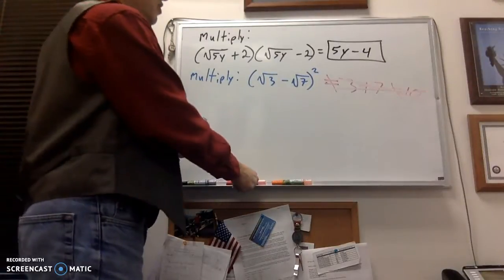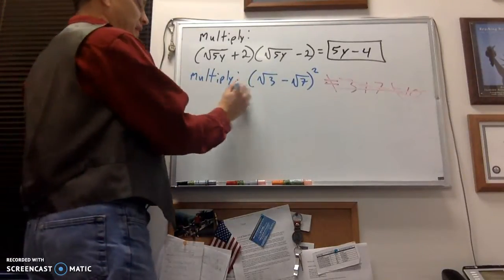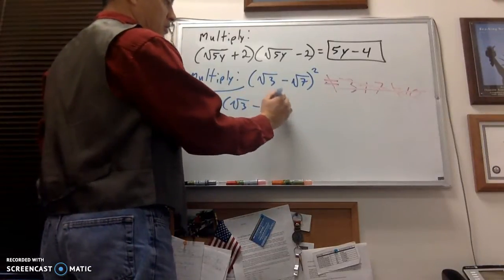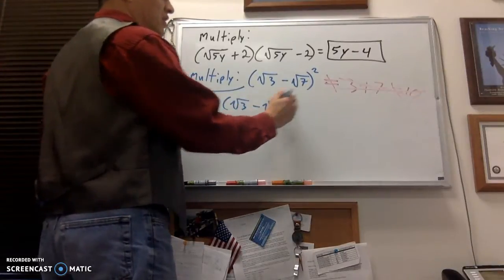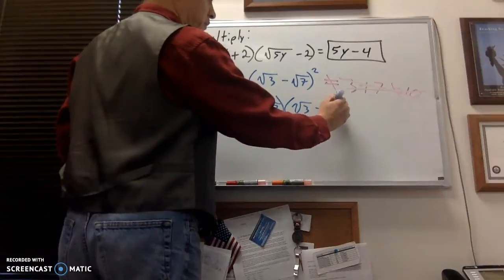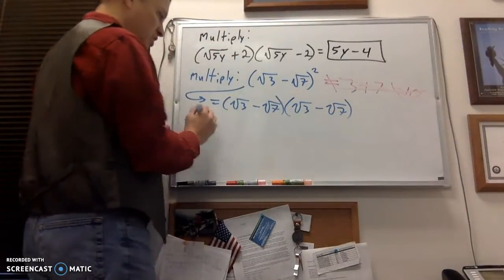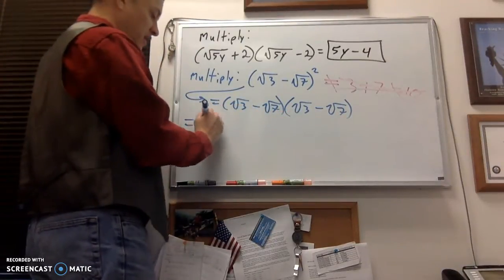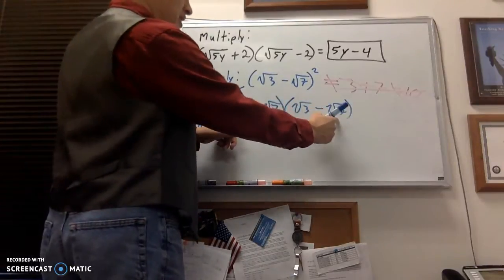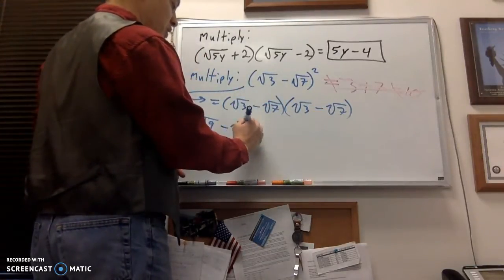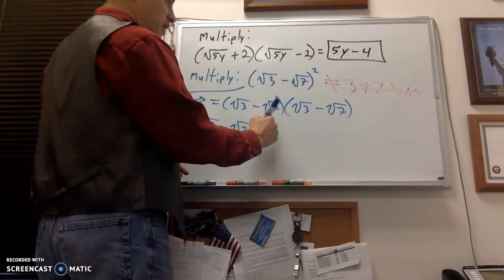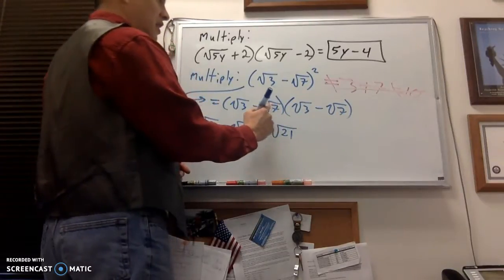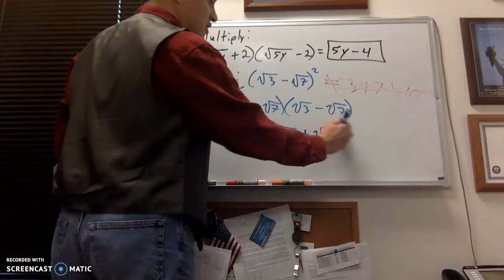Okay, and hopefully no one made this mistake, but I see this happening a lot. Here's what needs to happen, okay? This is really the square root of 3 minus the square root of 7 times itself. So we're going to have to distribute: the firsts, outers, inners, lasts here. So the square root of 3 times the square root of 3 is the square root of 9. And then the square root of 3 times a negative square root of 7 is a negative square root of 21. Negative root 7 times the square root of 3 is a negative square root of 21 again. And then negative root 7 times a negative root 7 is a positive root 49.